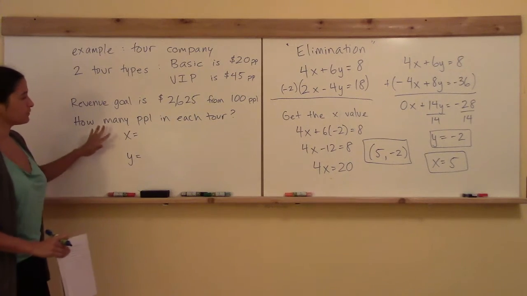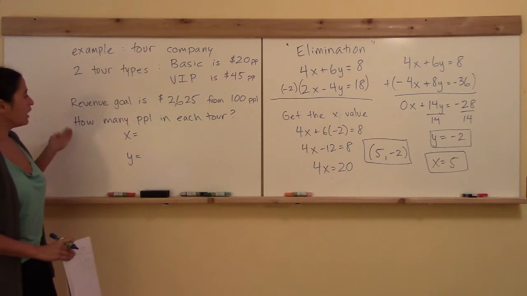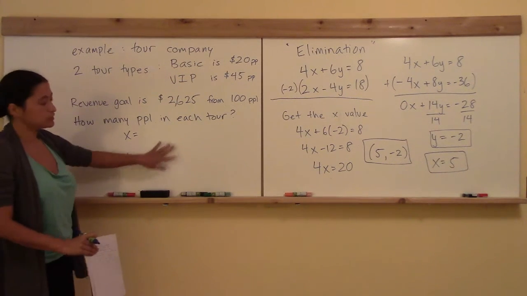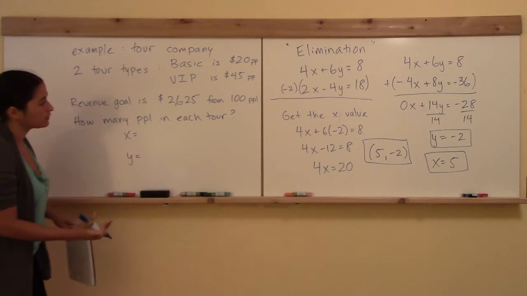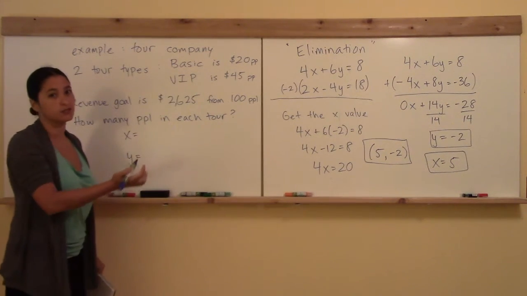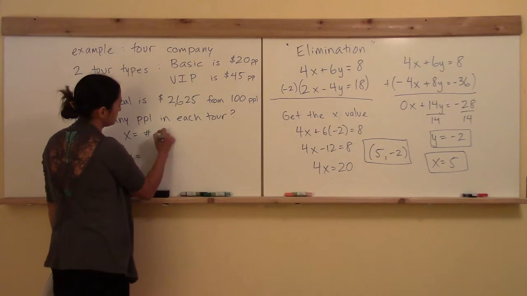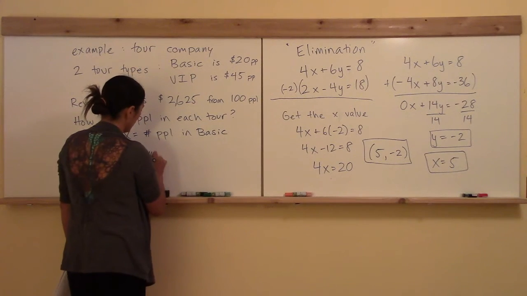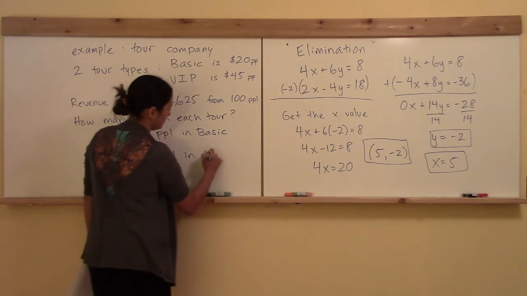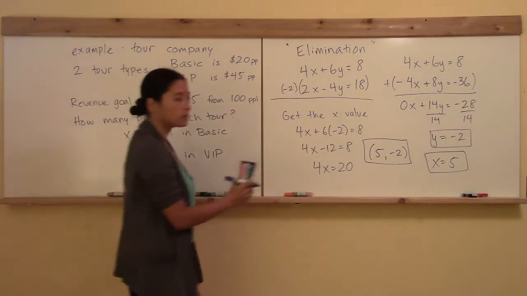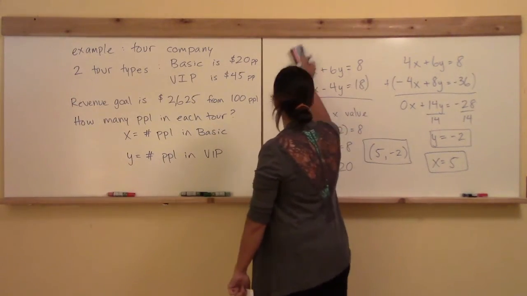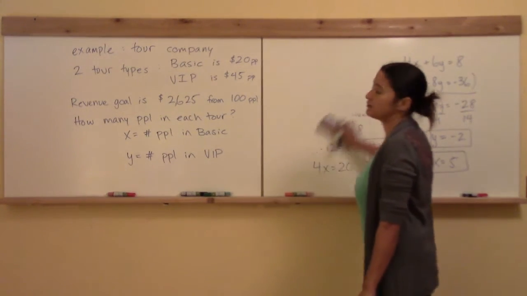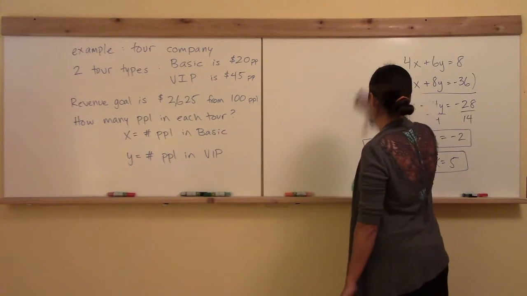Okay, so what I'm looking for here is, I have a revenue goal. How many people in each tour? "How many people" is a hint to me that the units on x and y should both be number of people. It doesn't really matter which way you pick it as long as you're consistent. So x I'll say is the number of people on basic tours, and y is going to be the number of people in the VIP tours. Okay, they're both a number of people. The answer to the question is, how many people do I need? So my unknown is how many people, and that's your hint to get you started on the problem.